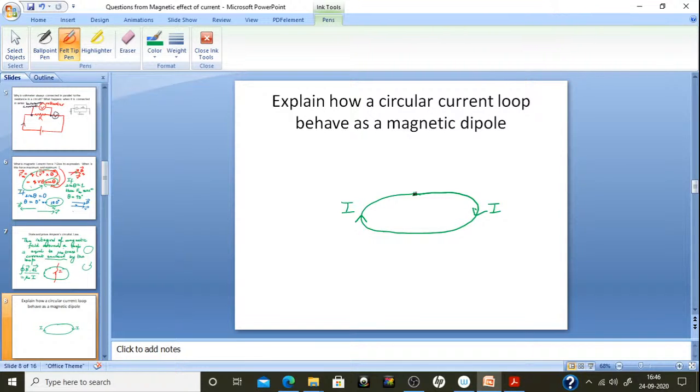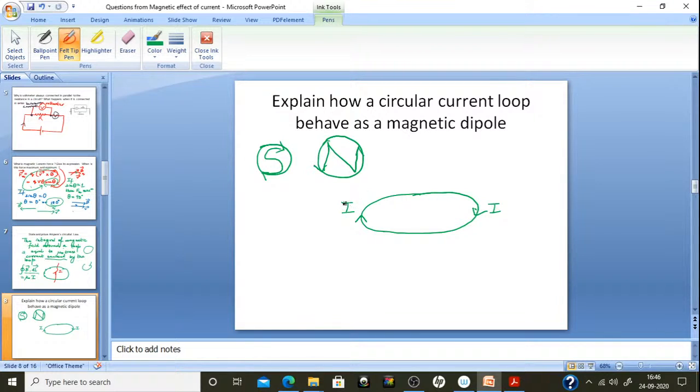Okay, then remember I told you that if the current is flowing in the clockwise direction, then this part will behave like south, right? And similarly, if it is flowing in the anti-clockwise direction, then this part will behave like north. So that is the question. Why does it behave as north, why does it behave as south?